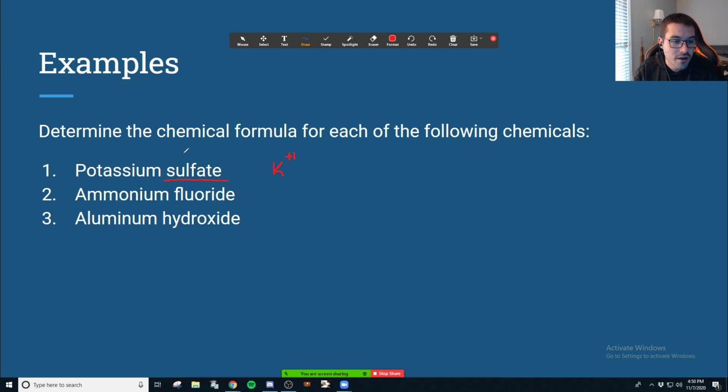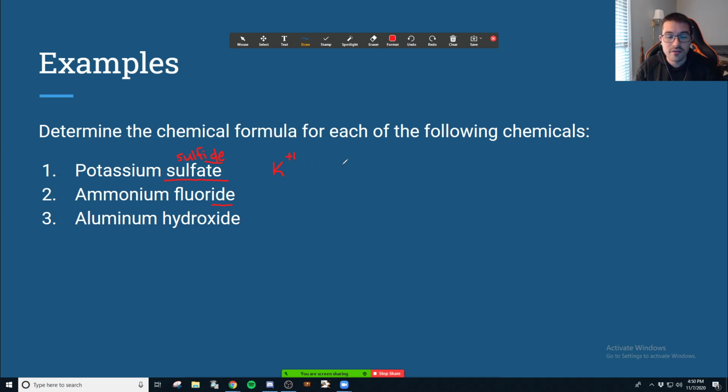Notice that this is not sulfide. If this was potassium sulfide, then this ion here, sulfide, would be referring to a monatomic ion of sulfur, right? Because that's what that ide suffix tells us. Like fluoride here, this is going to be an atom of fluorine. Sulfate is something else, okay? And what is it? It's a polyatomic ion. So what is its formula?